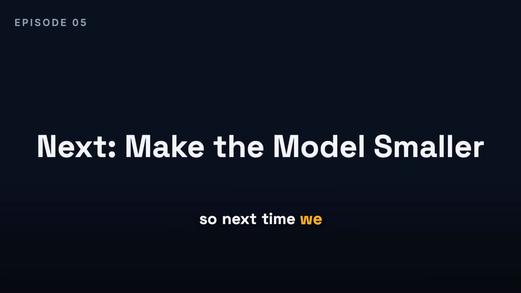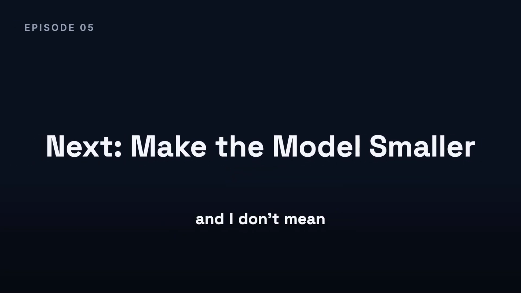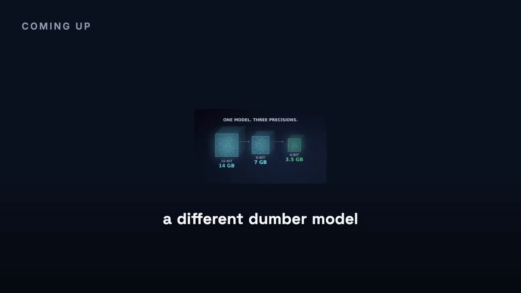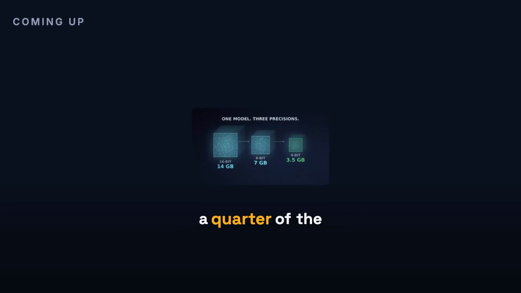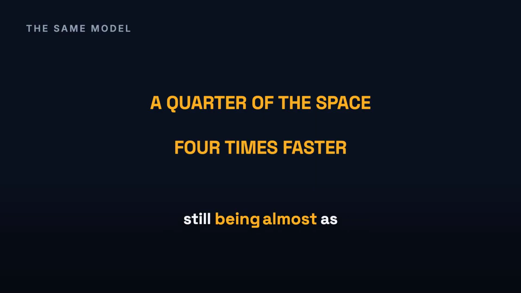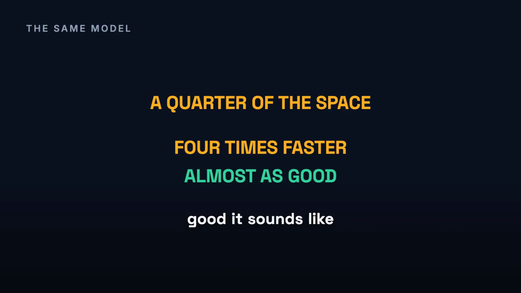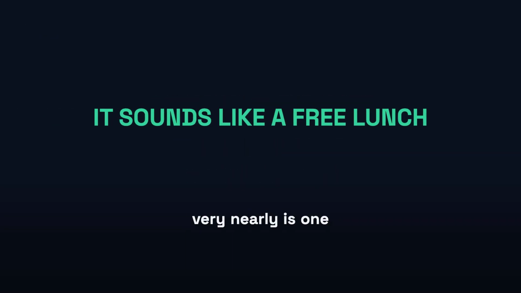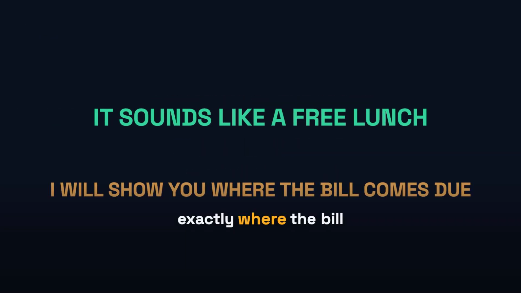So next time, we make the model smaller. And I don't mean we go and get a different, dumber model. I mean the same model taking up about 1/4 of the space and running roughly 4 times faster while still being almost as good. It sounds like a free lunch. It very nearly is one. And I'll show you exactly where the bill comes due.